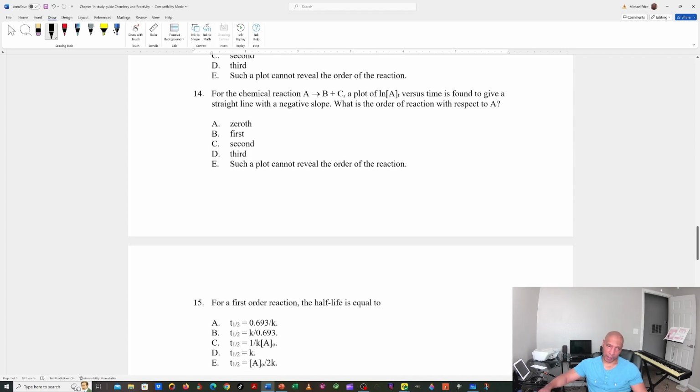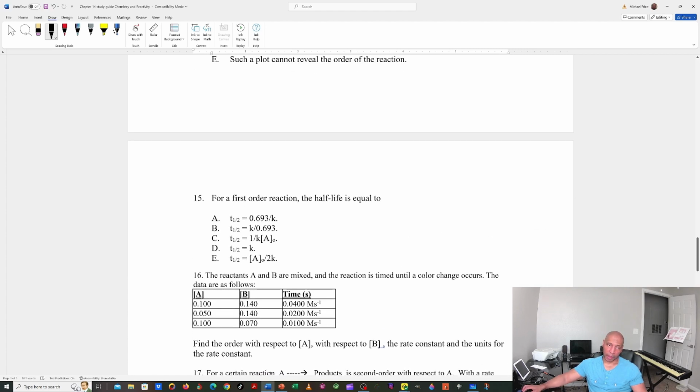Number 14, for the chemical reaction, A yields B plus C. A plot of the natural logarithm of A versus time is found to give a straight line with a negative slope. What is the order of the reaction with respect to A? And of course, we know that in this case, that coincides with first order, right?